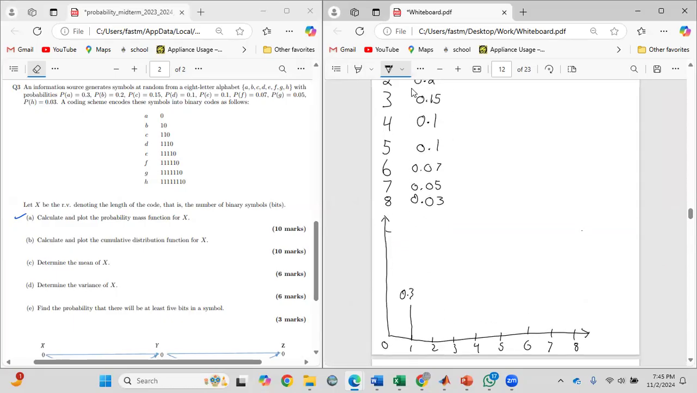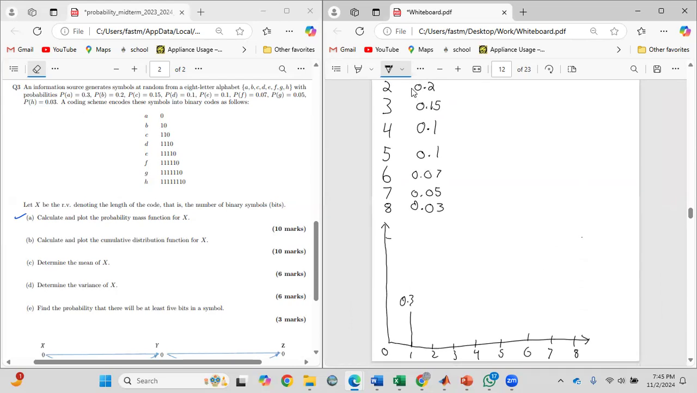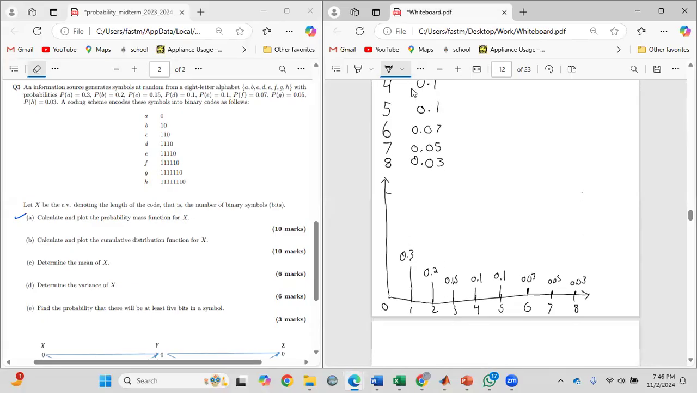At 2, I think I can see everything. Right. At 2 is 0.2. 3 is 0.15. 4 is 0.1. 5 is 0.1. 6, 0.07. Here is 0.05, and down here is 0.03. Okay, so that's that. That is your PDF.